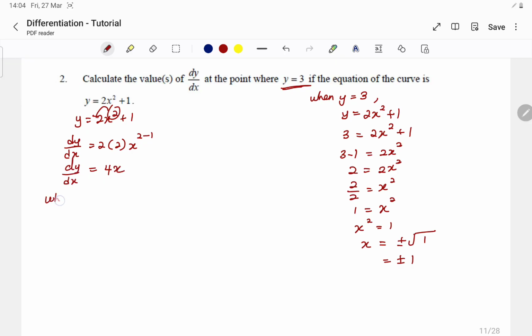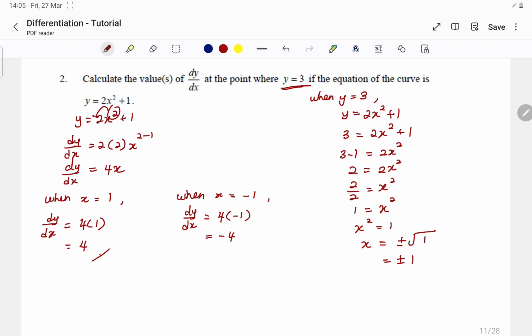Now, you have two values of x, right? When x is equal to 1, and another one is when x is equal to negative 1. Okay, and then you substitute inside. Dy dx is equal to 4 multiplied by x, which is equal to 1. You will get 4 here. And then you do for the next one when x is equal to -1. So your dy dx is equal to 4 multiplied by -1, which is equal to -4.